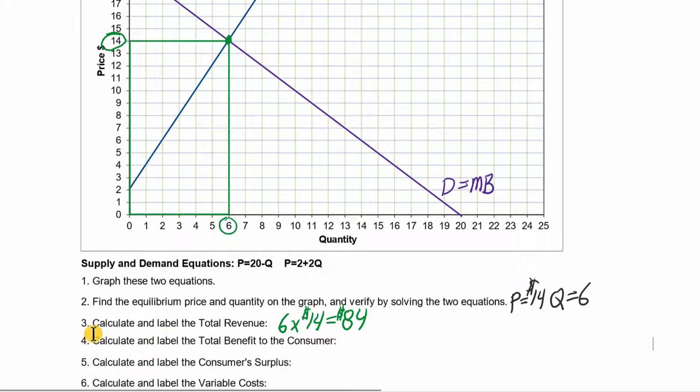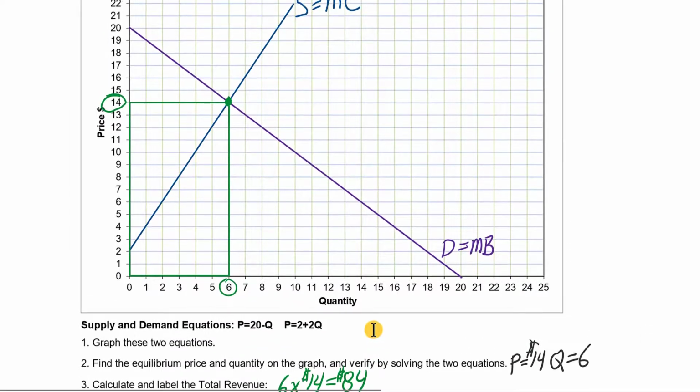Now the next thing I ask here is calculate and label the total benefit to the consumer. Total benefit is the total area underneath the demand curve over to the equilibrium quantity. And what we're trying to do here is add up the most people are willing to pay for the first, the second, the third, the fourth, the fifth, and the sixth unit. But the way we're going to do that is find the area underneath the demand curve over to 6. So let me just highlight that area so that we can visualize it. So everything in this yellow highlighted box here is what we call total benefit.